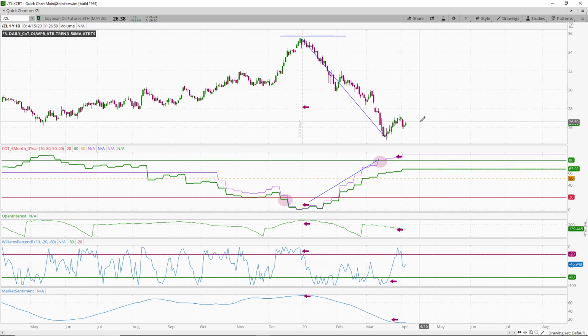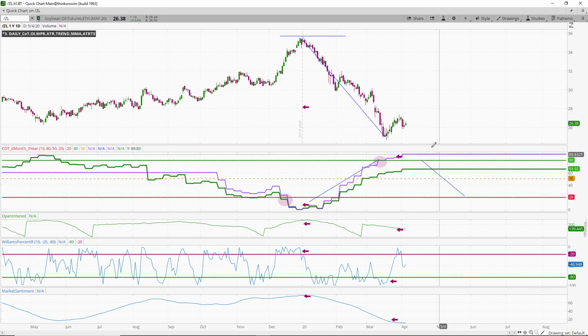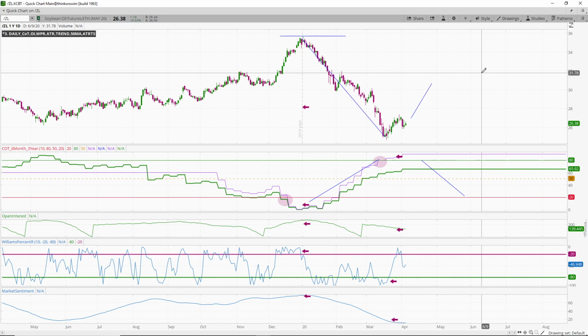What's this going to do? Well, I'll tell you what it's probably going to do. So we're probably going to see a shift in sentiment as price decides to travel up and retrace here. Soybean oil, something to watch. This looks like a really good chart to play.